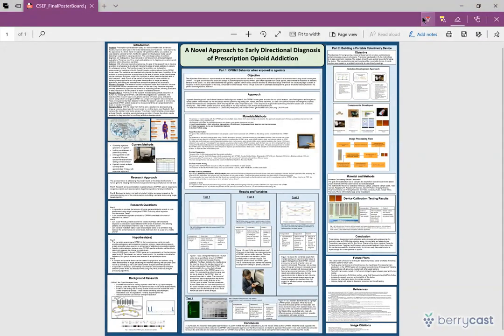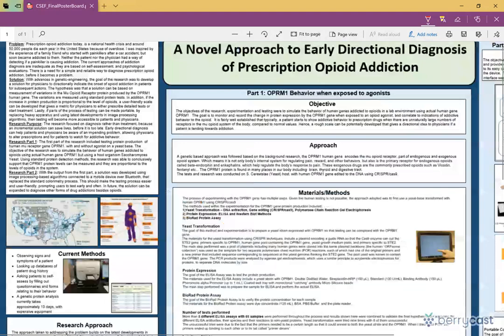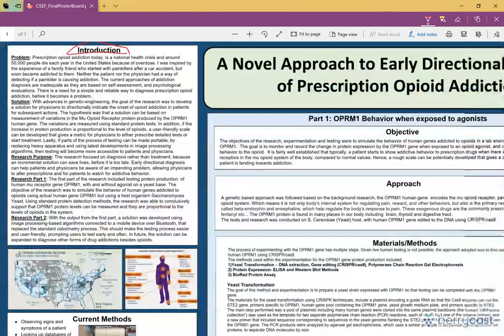So today, I want to discuss my research project, which is early directional diagnosis of prescription opioid addiction. So let's start out with the problem. Opioids actually accounted for 70,000 deaths with an economic cost of over $500 billion. And this is just last year. And most people become addicts without even being aware of it.